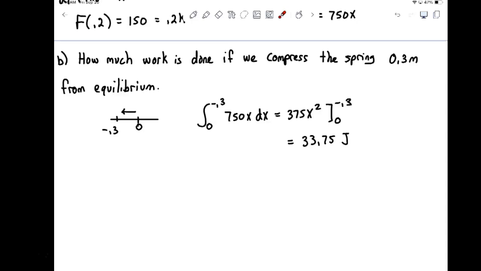Or the same thing on stretching it. If you already had it stretched out half a meter, then you could stretch it from that point to a meter, and talk about how much work was done just in that latter part of it. Okay? All right.